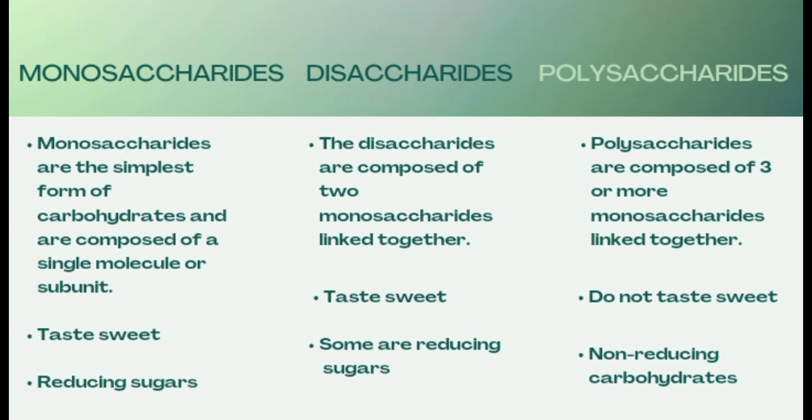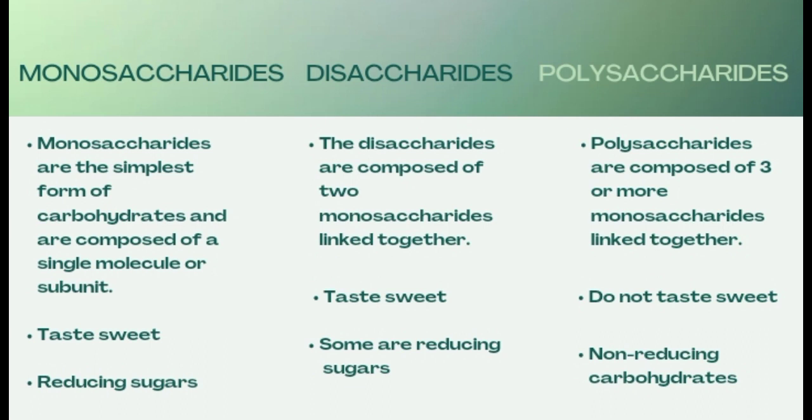So first is monosaccharides. Monosaccharides are the simplest form of carbohydrates and are composed of a single molecule or subunit. Disaccharides are composed of two monosaccharides linked together, and polysaccharides are composed of three or more monosaccharides linked together. So sa madaling salita, ang monosaccharides ay isang sugar unit ng carbohydrates.